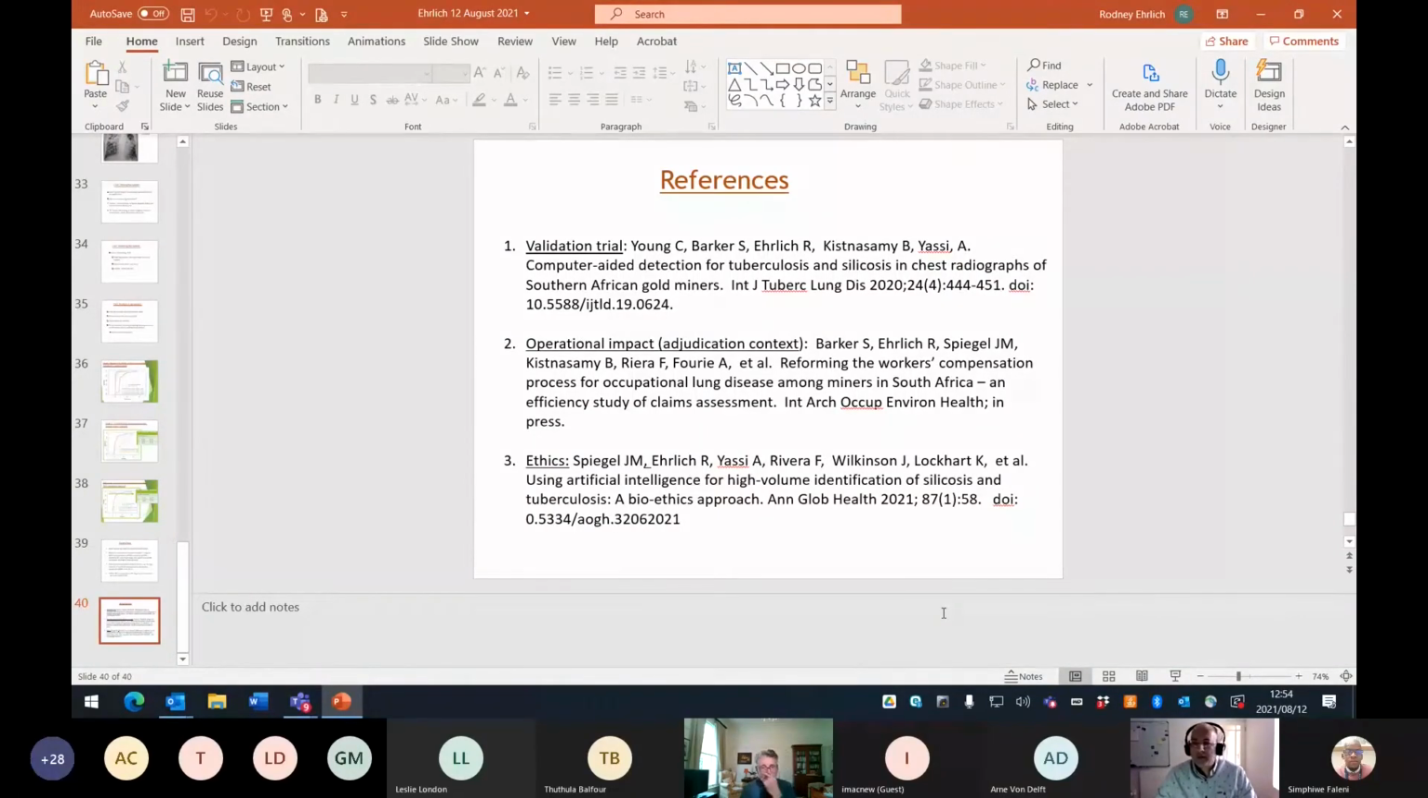Rodney, there's a question in the chat from one of our registrars. I'll read it out to you. It says, does period of exposure to silica dust matter for one to be at high risk of TB while controlling for other confounders such as age, HIV?